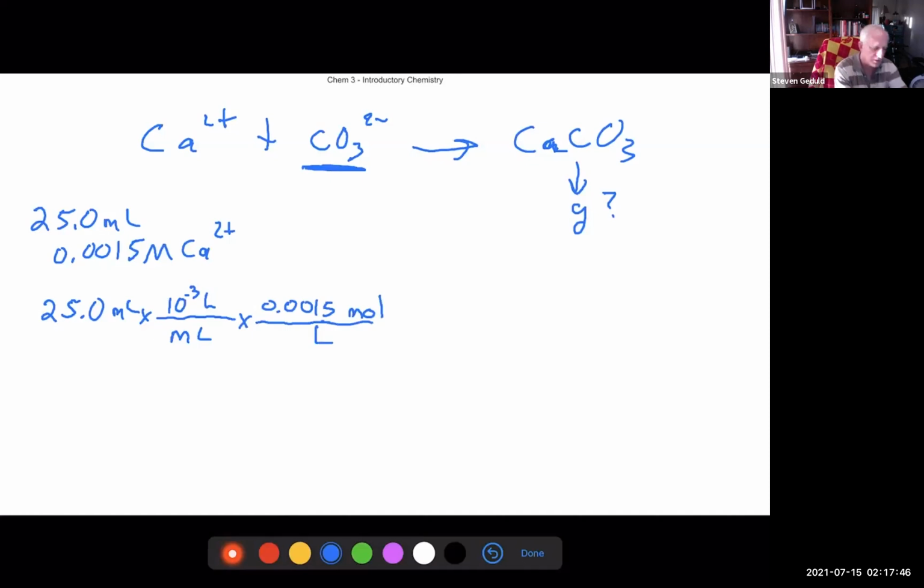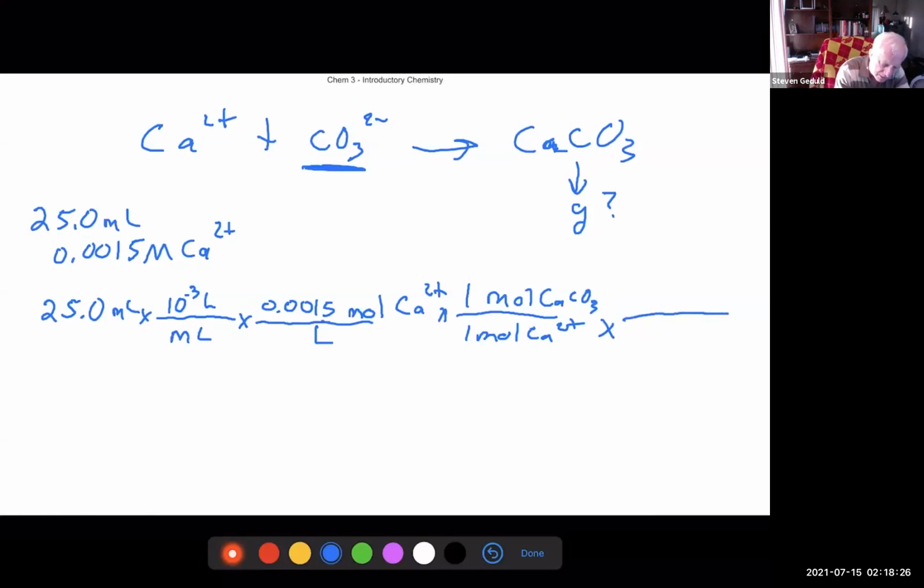Now we look at our equation. This is moles of calcium. Now we know one mole of calcium gives us how many moles of calcium carbonate? It's 1:1. Okay, now we got moles of calcium carbonate. Now I realize that one mole of calcium carbonate to one mole of calcium doesn't change your answer. But when you go back to check it, I put everything so you can look at it. You can see the milliliters cancel, the liters cancel, the moles of calcium cancel, and I look at moles of calcium carbonate. And you want to convert that to grams of calcium carbonate.